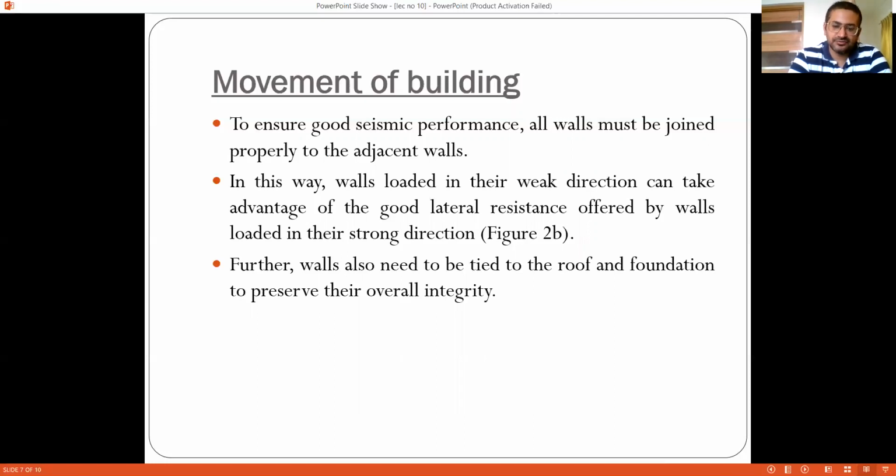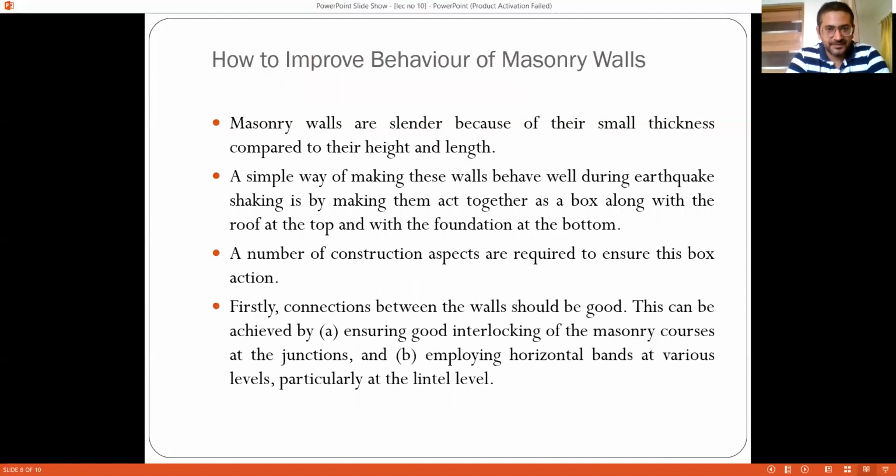And then the forces can be further transferred to the foundation with much safety. Right. So, next the question that comes is how to improve the behavior of masonry walls. Masonry walls are slender because of their small thickness compared to height and length.